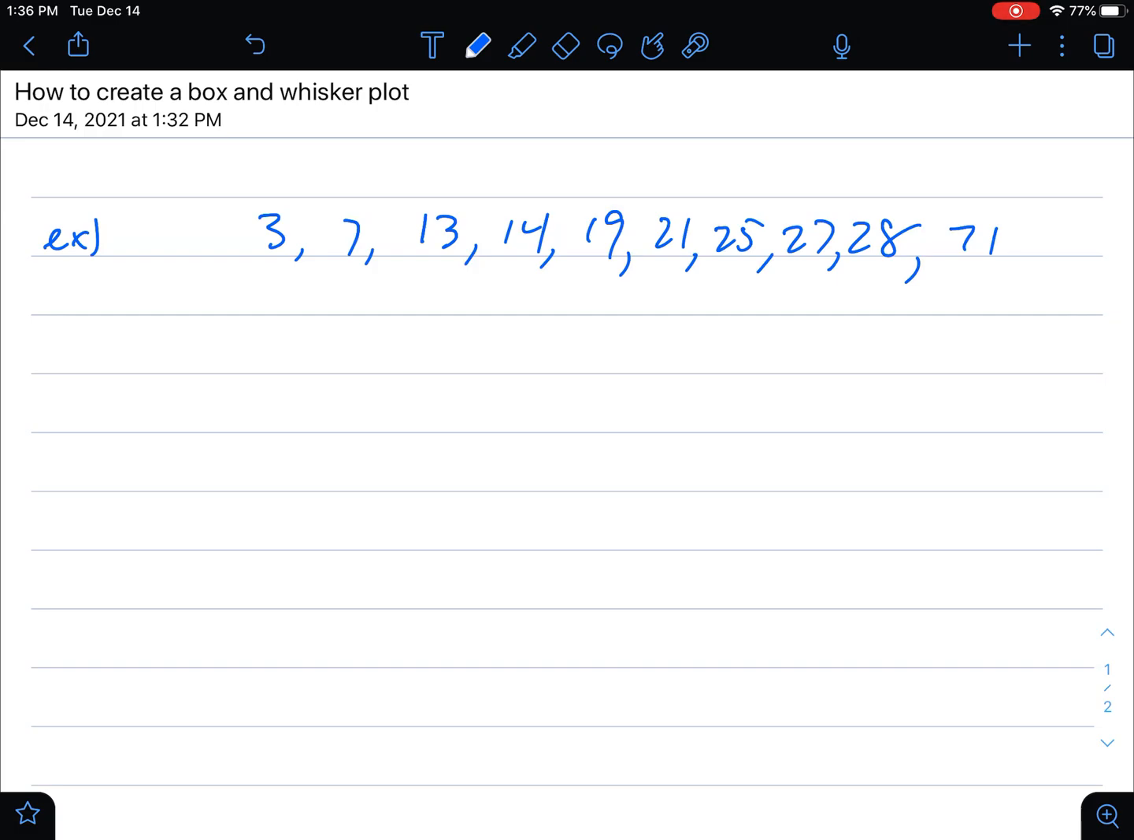Let's say, for example, I don't know what this is, but maybe I surveyed some people at a mall and this is their ages. What I'm going to do is make my box and whisker plot. I purposely put it in order as I made up these numbers because you need the values to be in order and you need to be able to figure out what the median is. If you don't know, the median is the middle number. So that's the first thing we're going to find here.